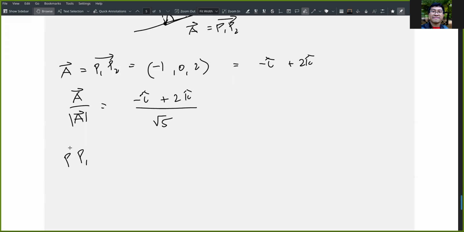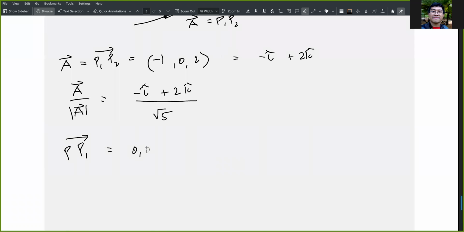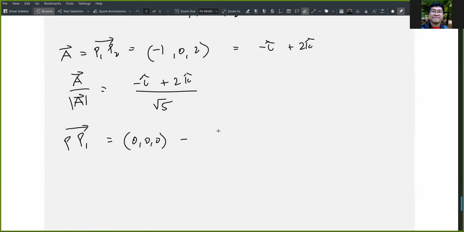How about P to P1? P to P1, so we write P1 first as 0, 0, 0, minus P is 1, 2, minus 1. So this is negative 1, negative 2, and 1. Or negative i minus 2j plus k.